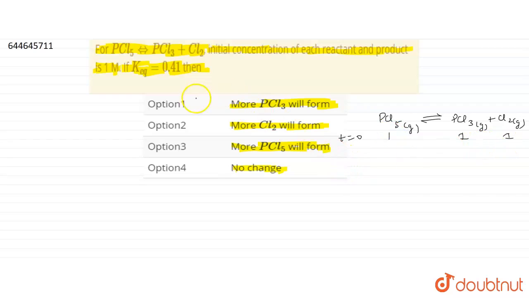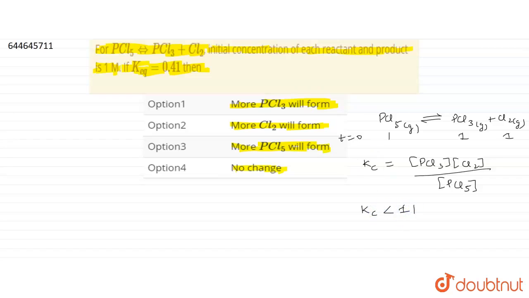Okay, so as you can see here, we have K equilibrium as 0.41. So the expression for Kc will be concentration of PCl3 at equilibrium times concentration of Cl2 at equilibrium divided by concentration of PCl5 at equilibrium. This is the expression for Kc for this reaction. So as you can see, Kc is less than 1.